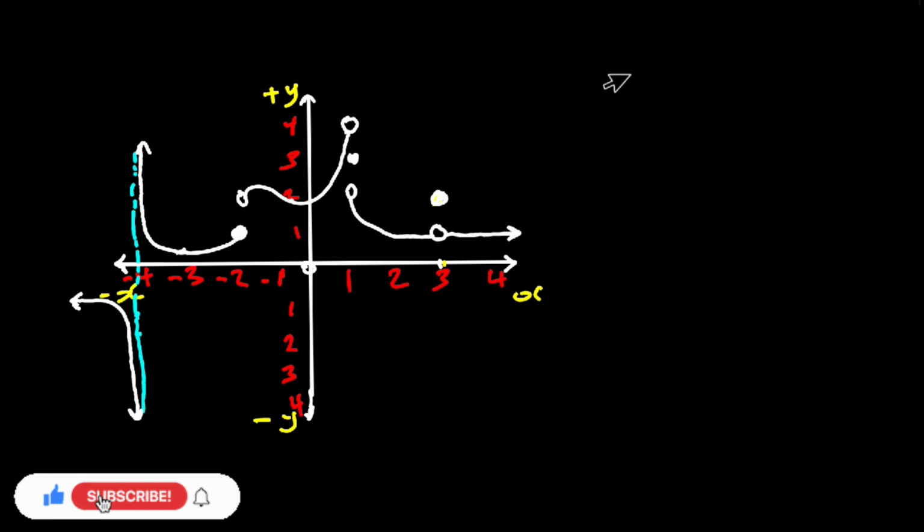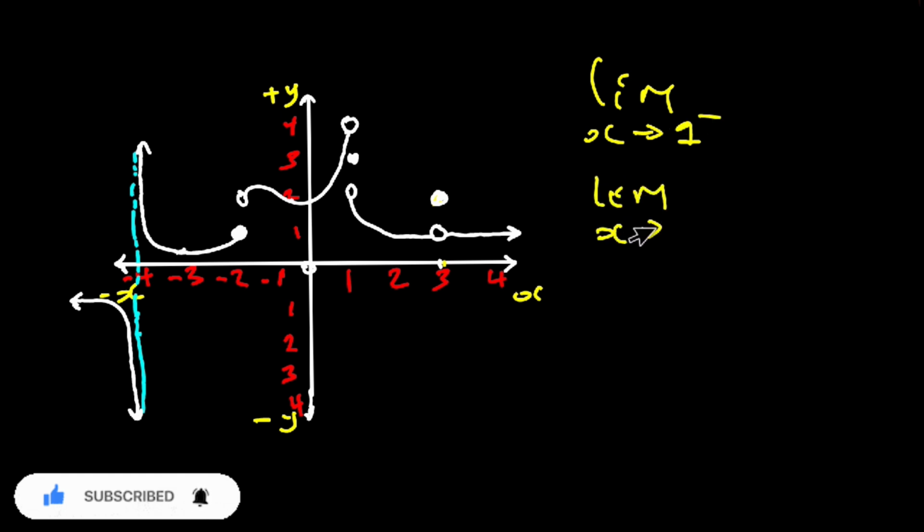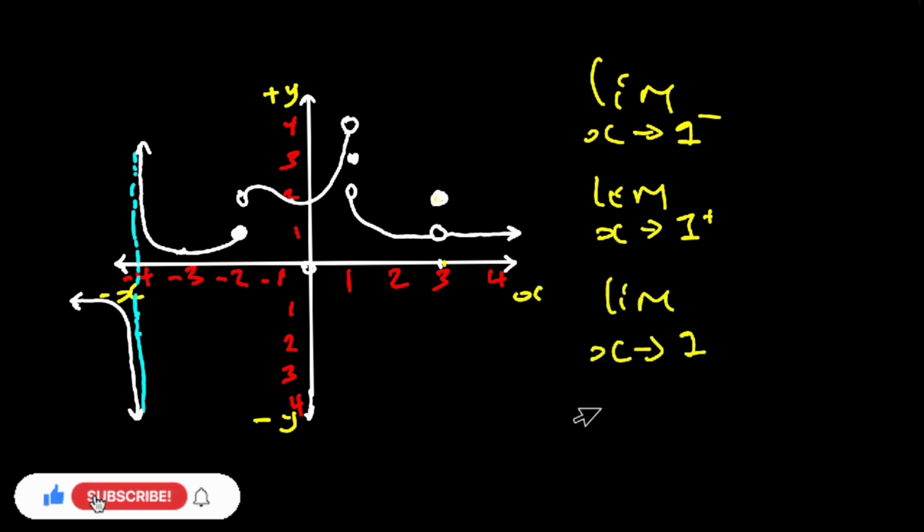So let's find the limit as x approaches 1. We're going to be looking at it from the left, then from the right, we find the limit as x approaches 1, and then let's find f of 1. I want you to pause this video, solve it. When you are done solving it, you play it and know if you got the answer.